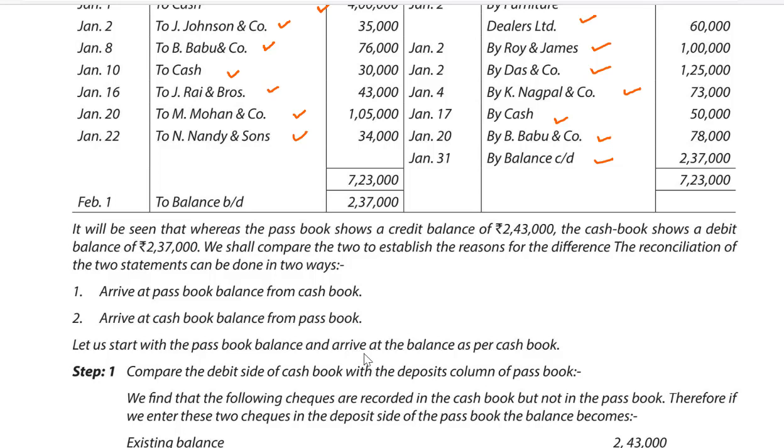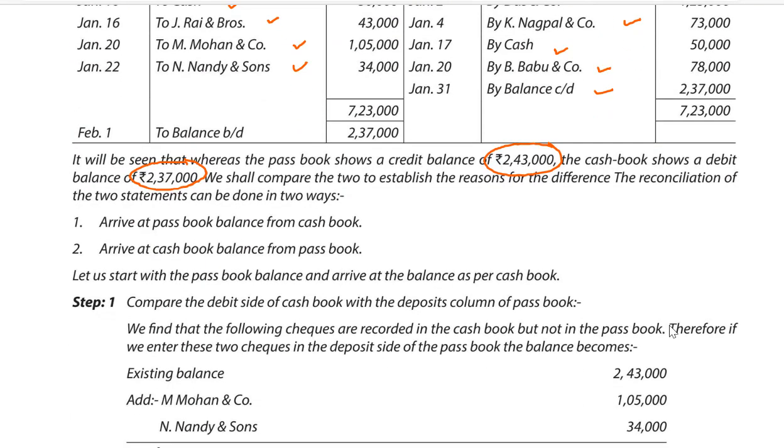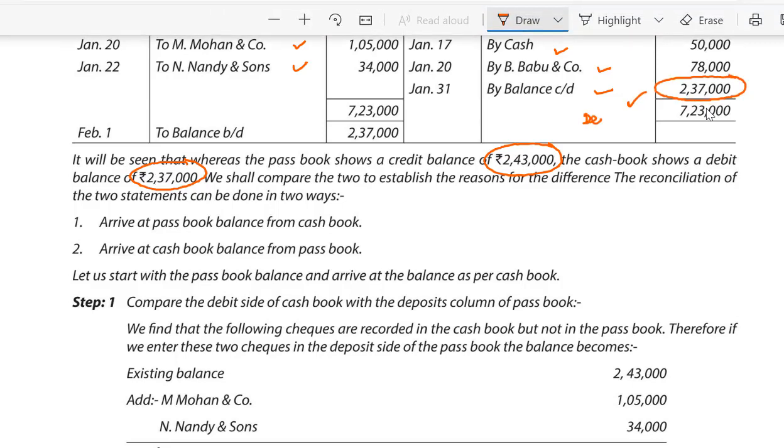It will be seen that whereas the passbook shows a credit balance of 2,43,000, the cash book shows a debit balance of 2,37,000. Just see it over here. The closing balance is 2,43,000 and this is a credit balance in the passbook. And over here 2,37,000 and it is a debit balance in the cash book. We shall compare the two and establish the reason for the difference.